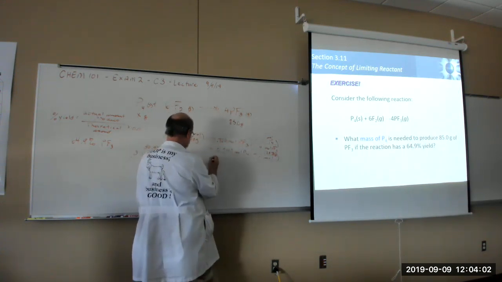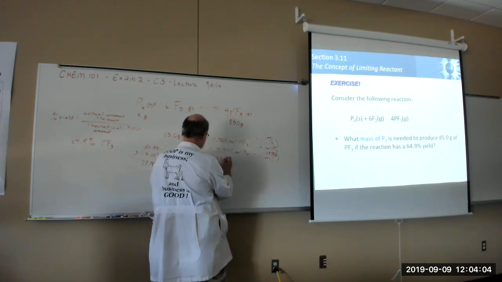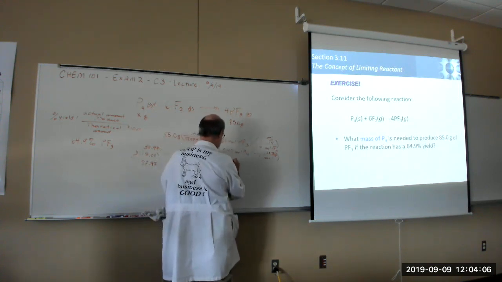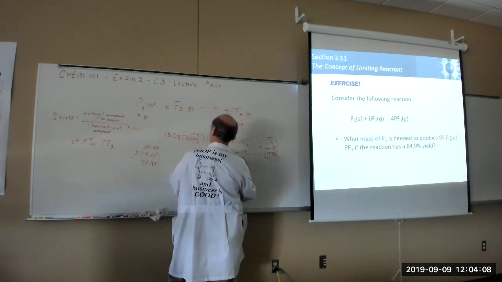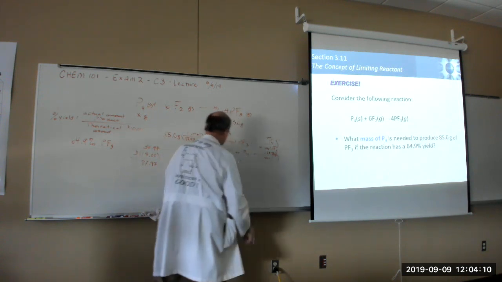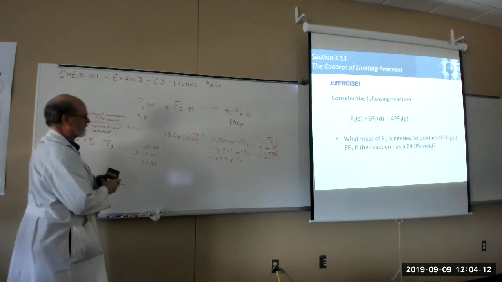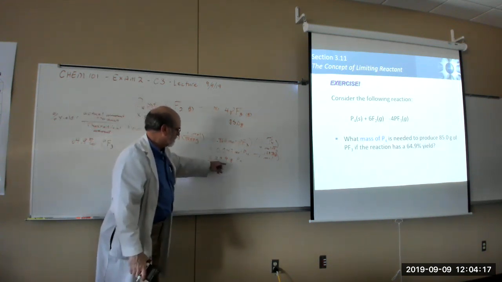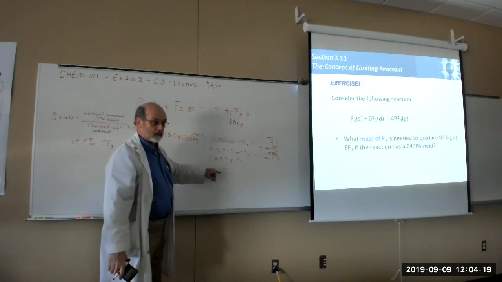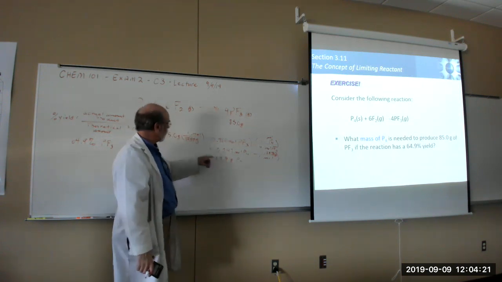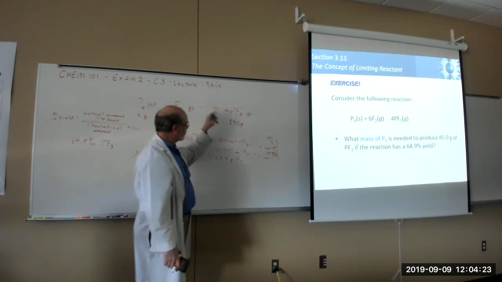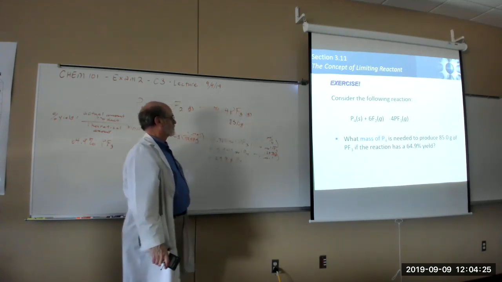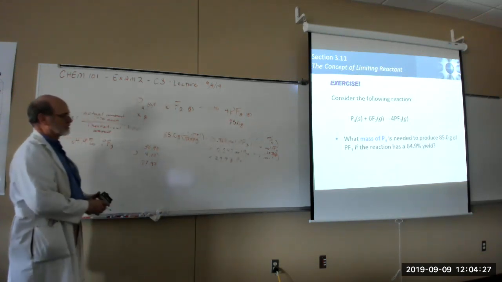So moles cancel, and that times that should be in the neighborhood of 29.9 grams of P4. So with 100% efficiency, or 100% yield, 29.9 grams of P4 would give us 85 grams of PF3.